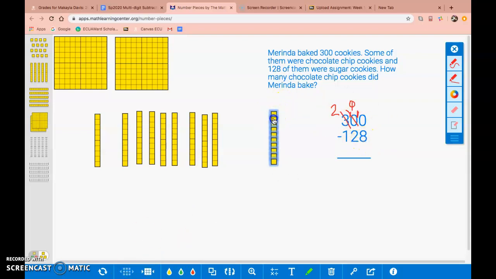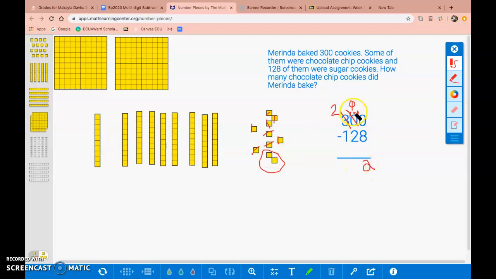So I'm going to take away, we're going to first take these apart into singles. And we're going to take away 8 from 10. So I'm going to cross these out as I go. So 1, 2, 3, 4, 5, 6, 7, 8. And we are left with 2 blocks in our ones place. So here we have 2.